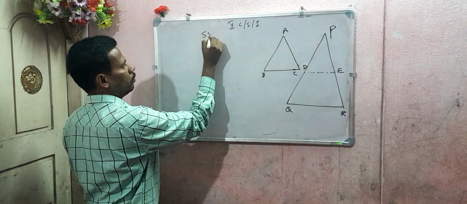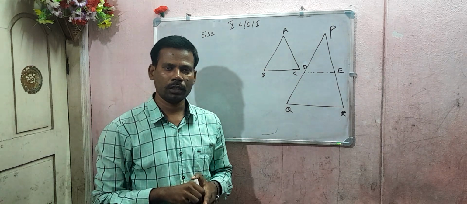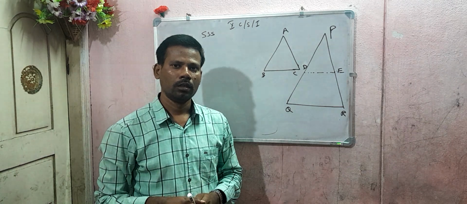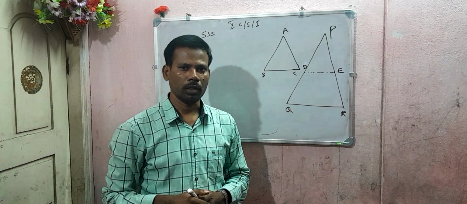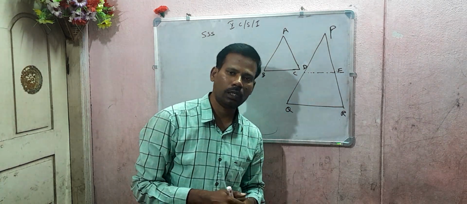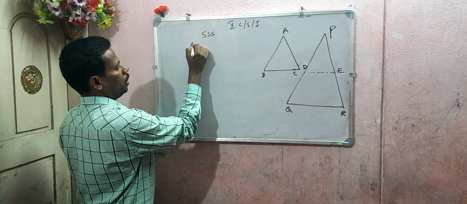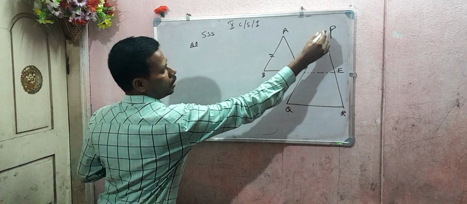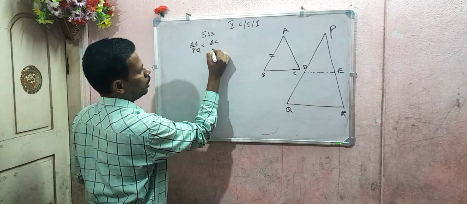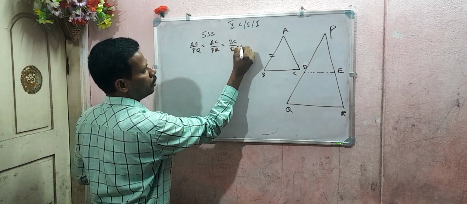SSS similarity. What is the statement and proof? It states that if the corresponding sides of one triangle are respectively proportional to the corresponding sides of another triangle, then the triangles are said to be similar. What does it mean? AB by PQ is equal to AC by PR is equal to BC by QR, given.